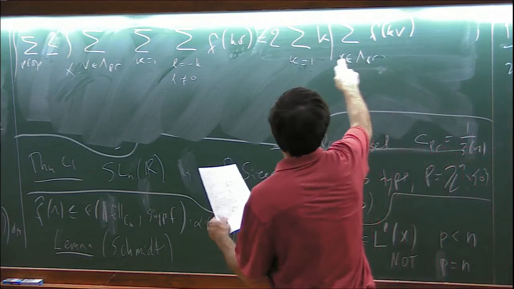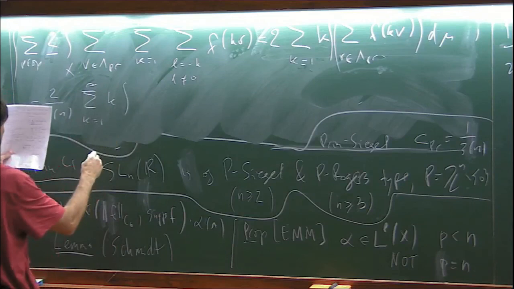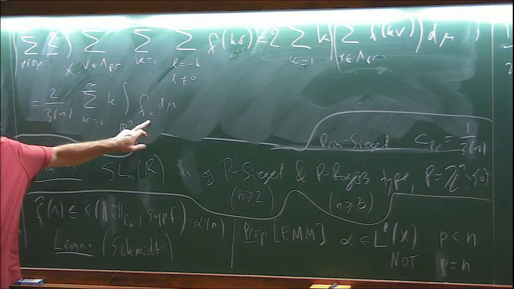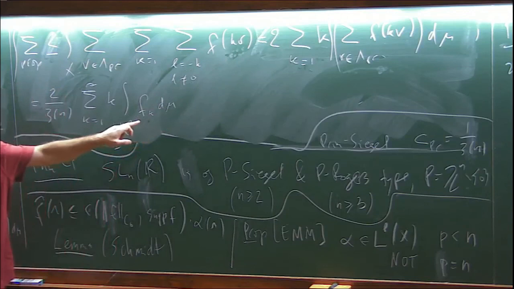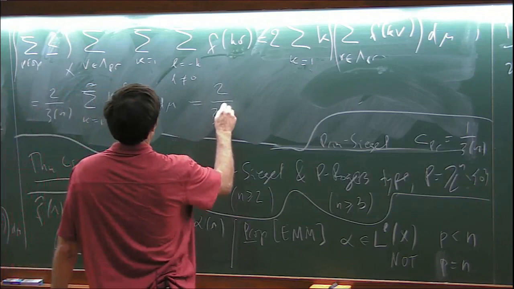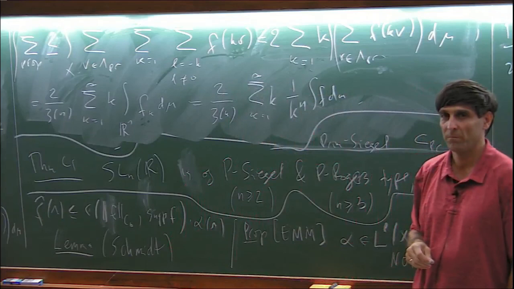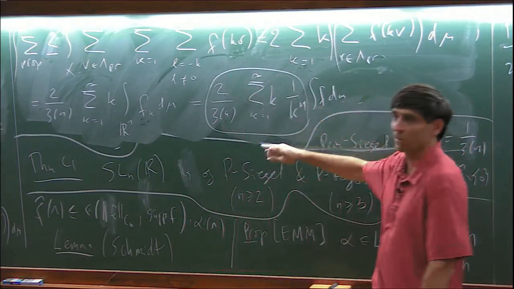So we're integrating this d mu. So it becomes 2 over zeta of n, and then sum over k, and then the integral over R^n of f sub k d mu. So f sub k is the scaled version of f. Okay, so you have to apply a Ziegler transform to each of these guys for fixed k. But this is easy because you know what this integral is. This integral is the integral of f divided by k to the n. And you're done. You have this nice constant. If n is equal to 2, it blows up. So we have to do something else.